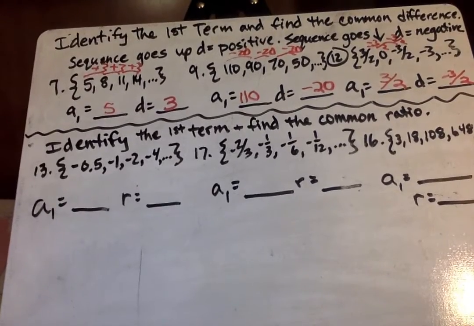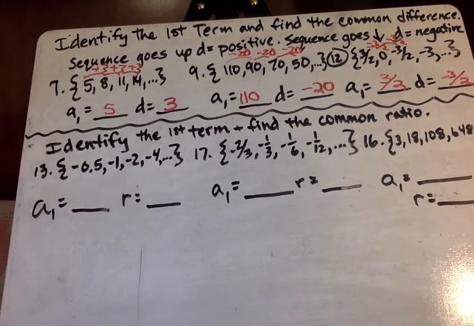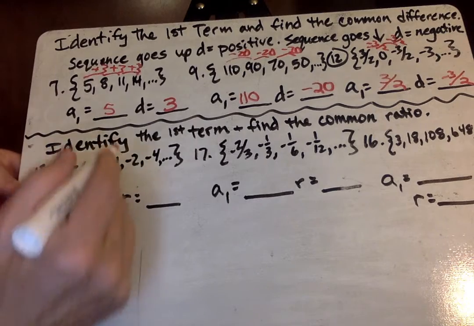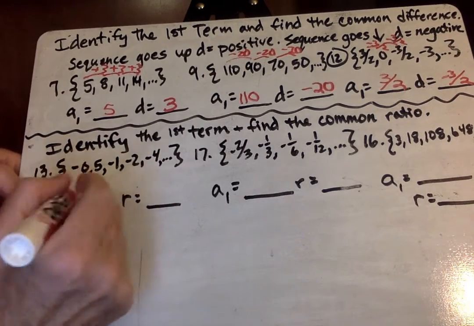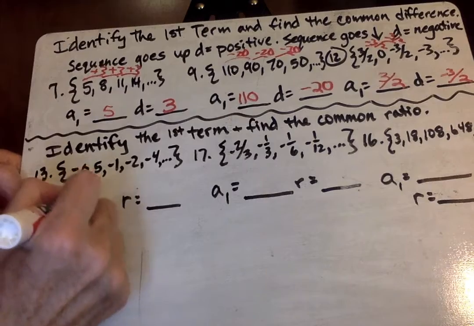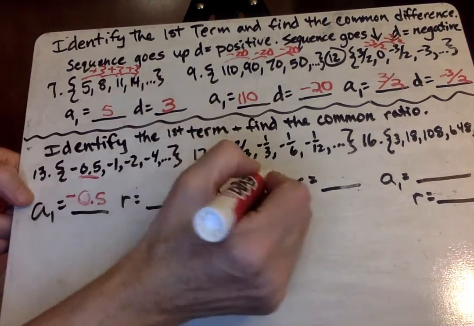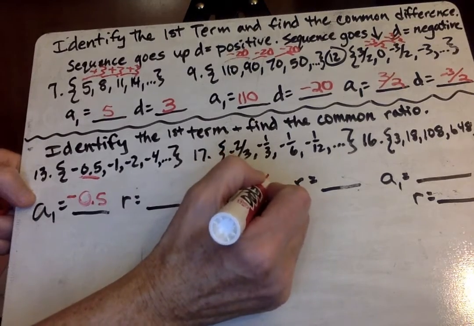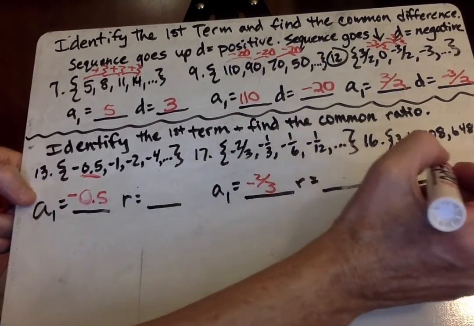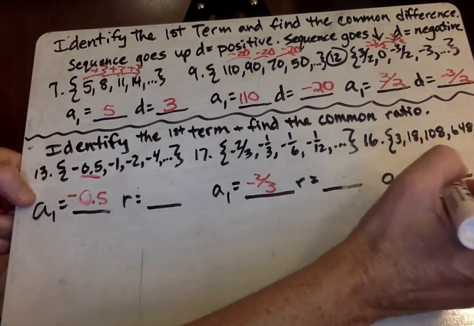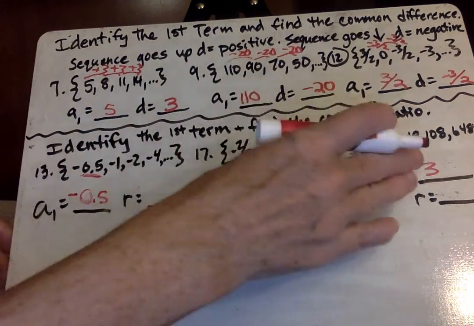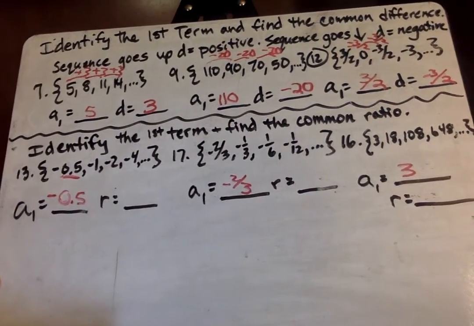All right, now we're going to identify the first term and find the common ratio for these geometric sequences, okay? So identify the first term, easy peasy. So this one, negative 0.5. I'm going to do the same thing here. A1 is negative 2/3, and do the same one over here with A1 is 3. And actually, I wanted to do 16 first because that one's the easiest one, and then we'll work up to the harder ones.